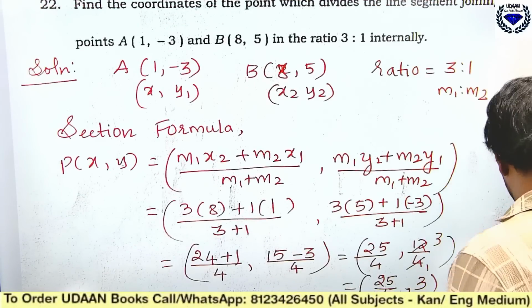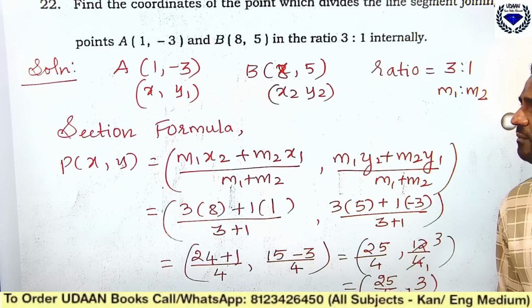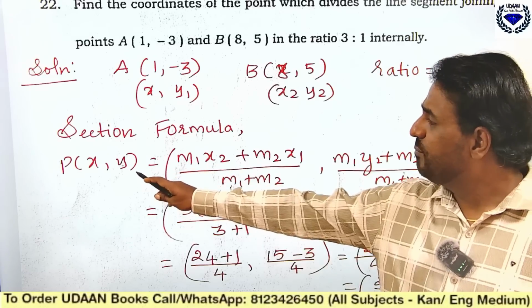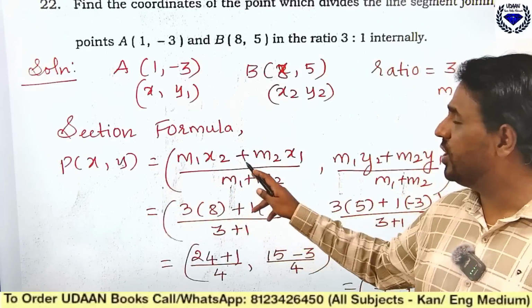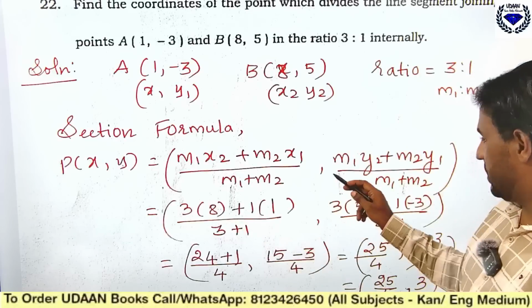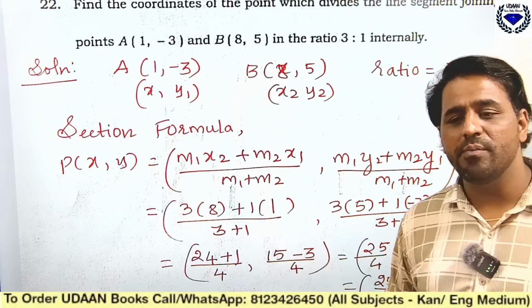Okay. Now you should find what? The section formula. So how will you find the section formula here? So what method will make you find the section formula? You can just see here, P of x comma y equals m1 x2 plus m2 x1 divided by m1 plus m2 comma m1 y2 plus m2 y1 divided by m1 plus m2.